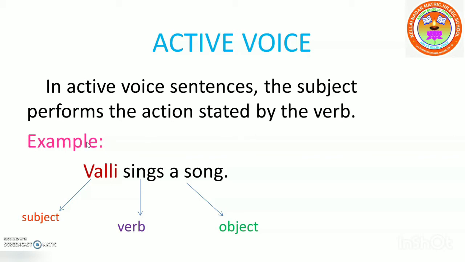Say for an example, Valli sings a song. Here, Valli is the subject, sings is the verb, a song is an object. So here, the doer of the action is Valli. So we talk about the doer of the action mainly in this sentence. And also we give importance to the doer of the action only. Hence it is called active voice.